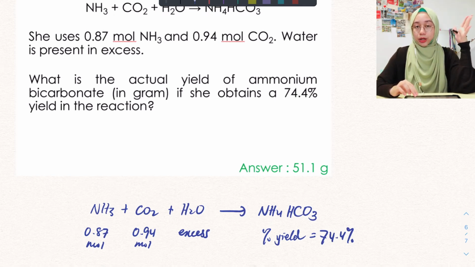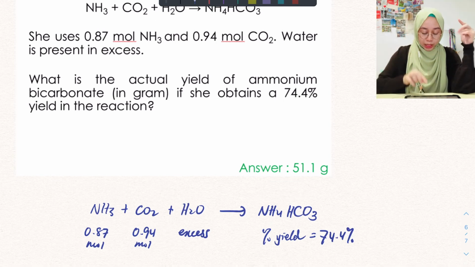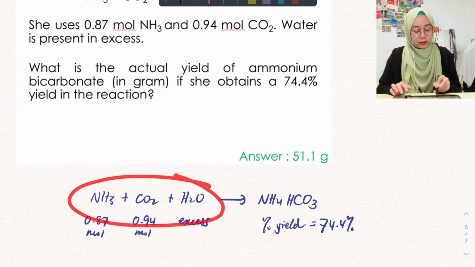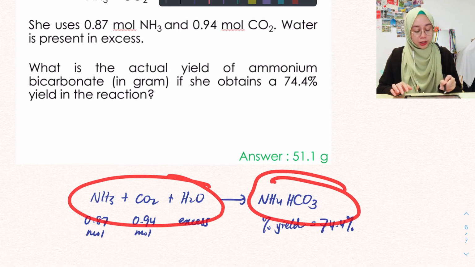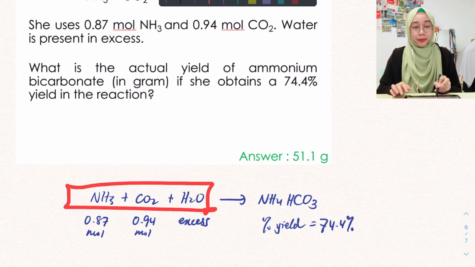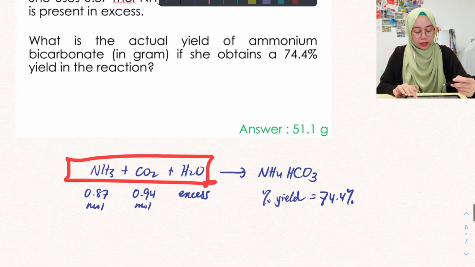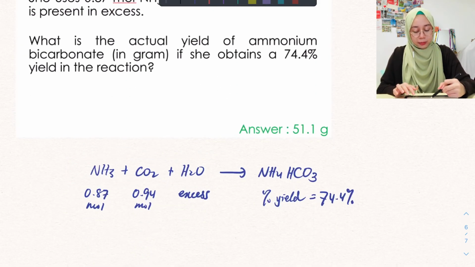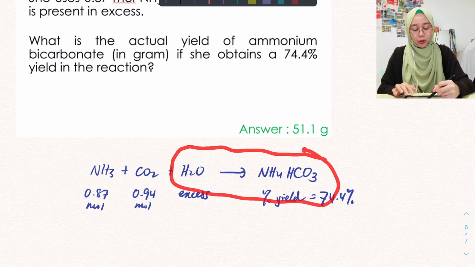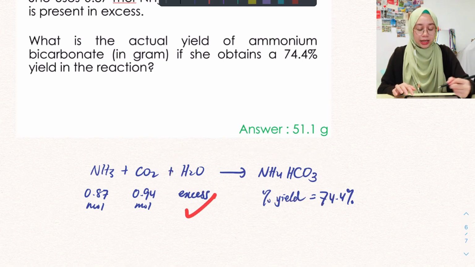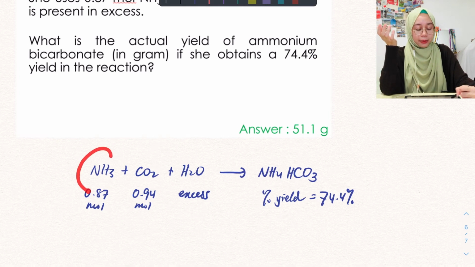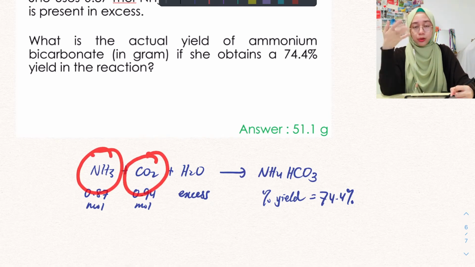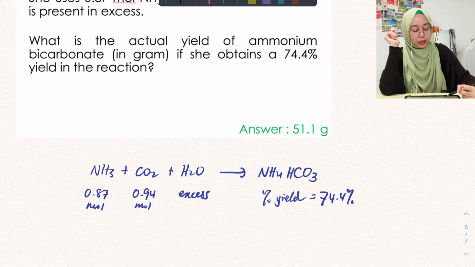So you need to establish the stoichiometry relationship between the reactant and the product. You are given 3 reactants here. Obviously for water, you can't make a comparison with ammonium bicarbonate because water is in excess. So now which one do we choose, ammonia or CO2? Can we just use either one? No. The answer is you have to look first for the limiting reactant. You can't simply use 0.87, or simply use 0.94. No.